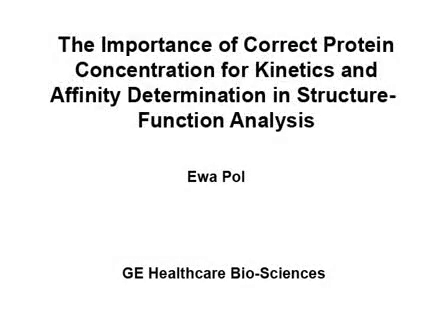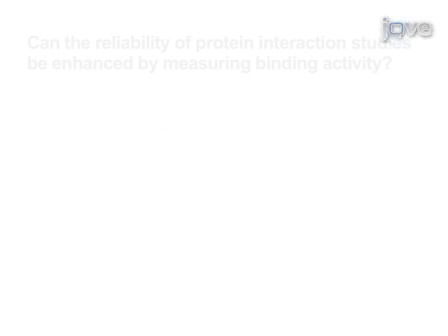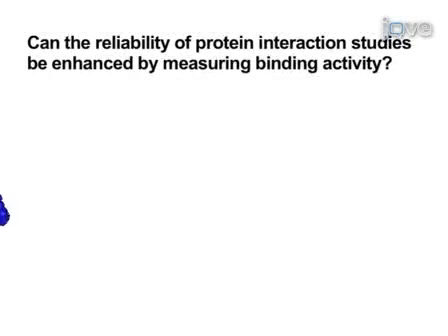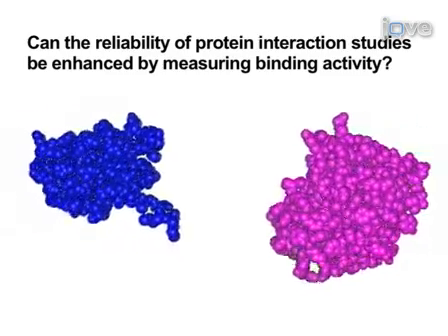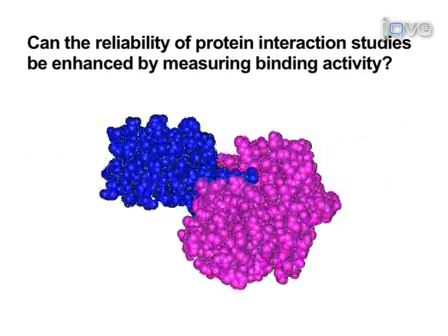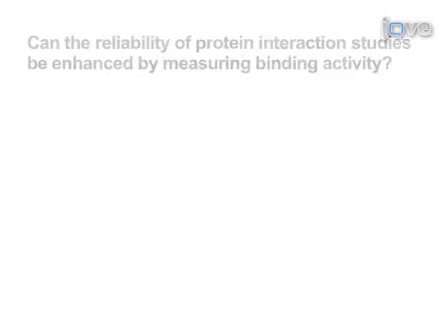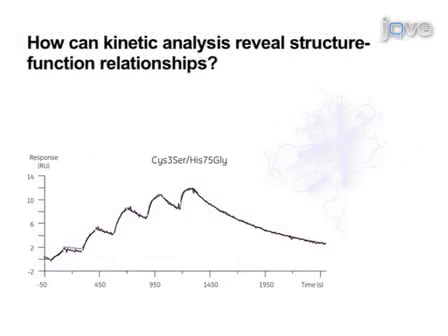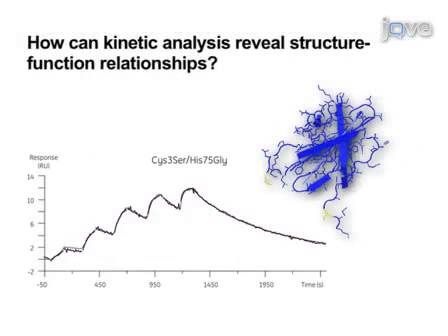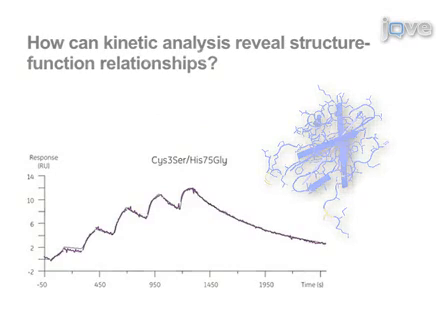The overall goal of this video article is to provide answers to the following two questions. 1. Can studies of protein interactions be made more reliably by measuring the fraction of a protein sample that is actually capable of binding to another protein? 2. How can kinetic analysis give us a better understanding of structure-function relationships?